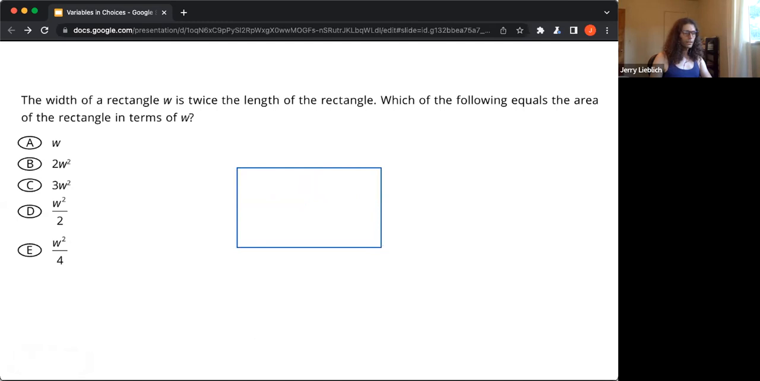So we've got a rectangle, and we know the width is twice the length. So I'm going to pick a nice easy number for W, like 2. The width is twice the length. Now I'm looking for the area. The area is going to be 2 times 1, or 2. This is now my target. And I'm going to plug it in over here.